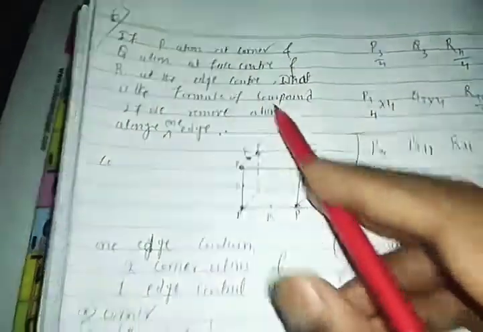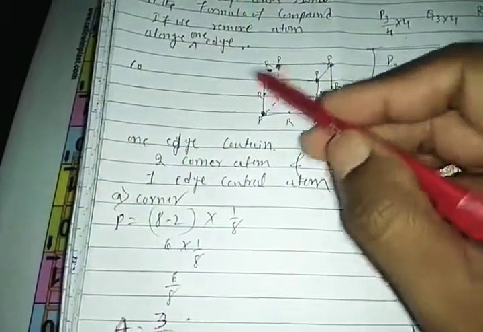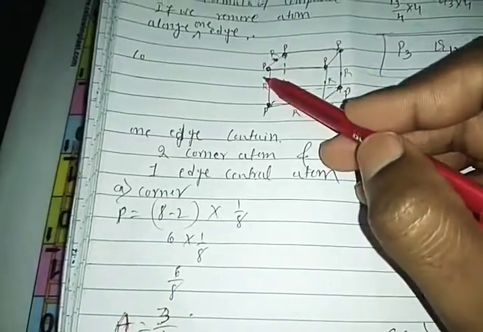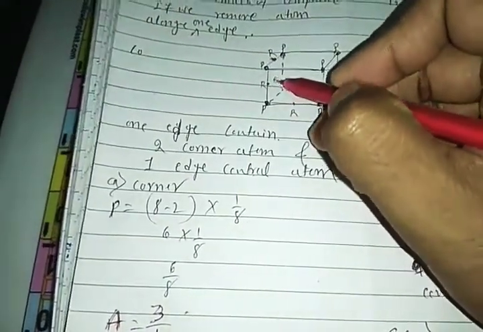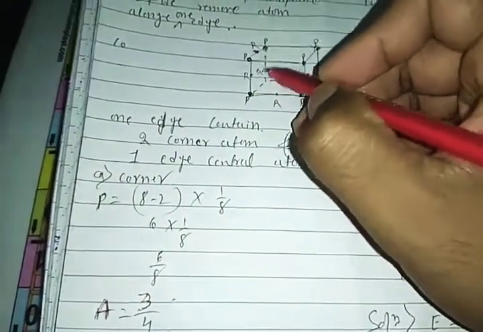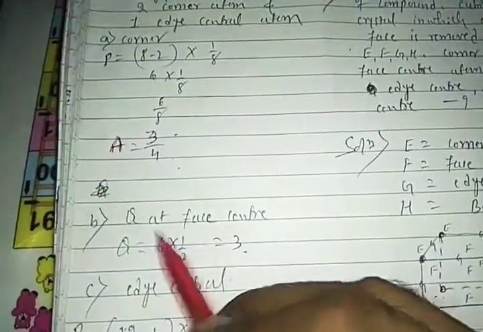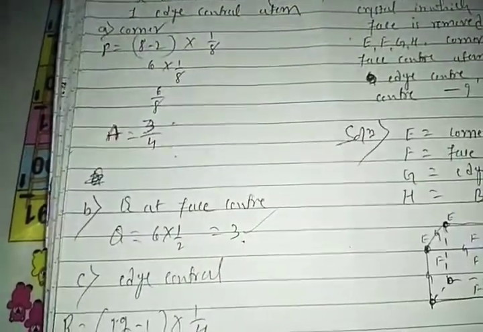And Q is the face center. So there is no change in the face center, because we are dissociating only this portion. This means this part, the Q part, is not affected. All the face center particles remain the same. So Q is no change. Q into 1 by 2 is equal to 3. As usual, there is no change in them.